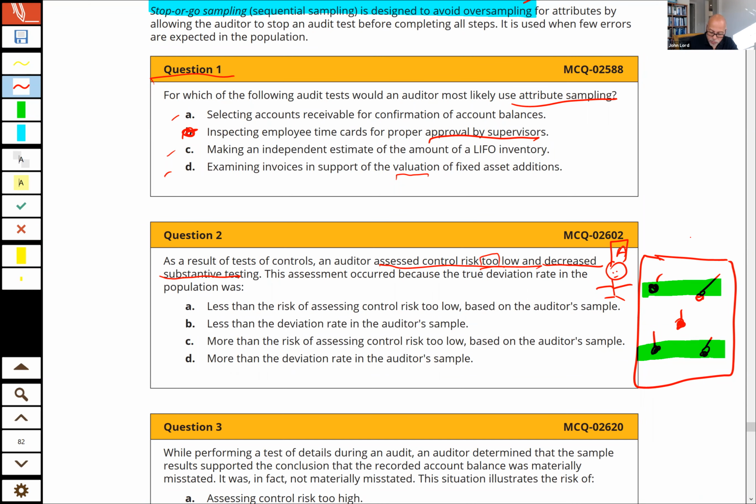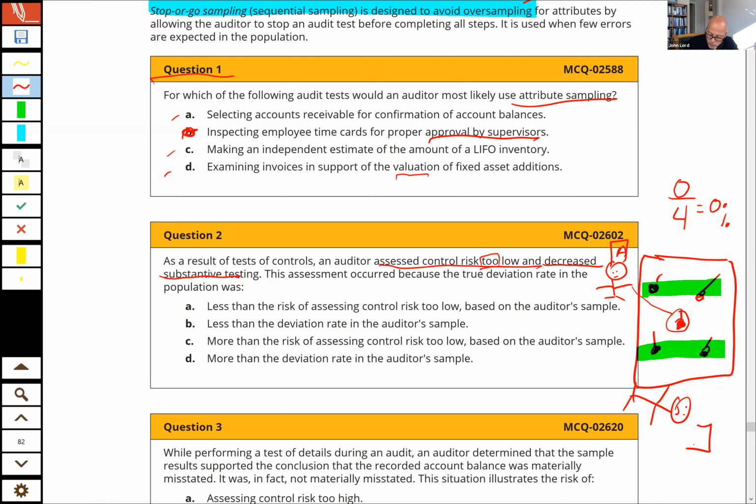The auditor tested how many apples in the sample? 4. And how many were poison? 0. So the sample deviation rate was what? 0%. Now I think you know what's going to happen. The auditor ate the 5th apple and died.